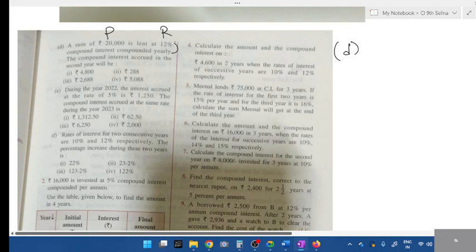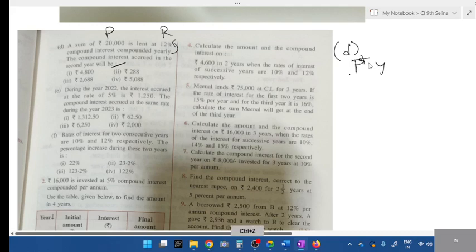So compounded yearly is stated for the rate. The compound interest accrued in the second year. So how many years of calculation do you have to show? 2 years. And have they given half year anything like that? No. So first year calculation. Let us start like this today.